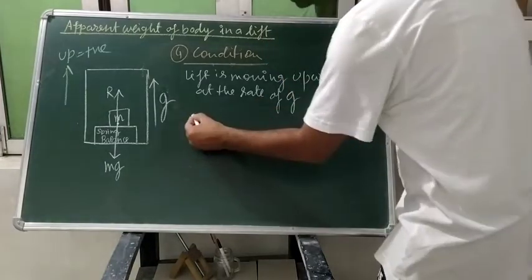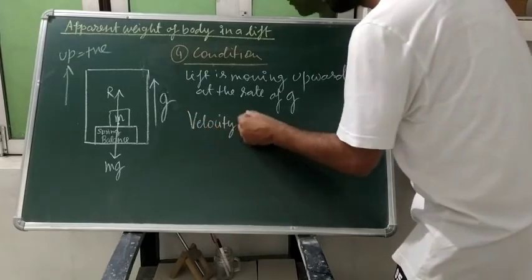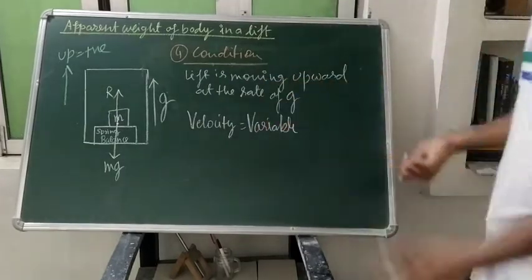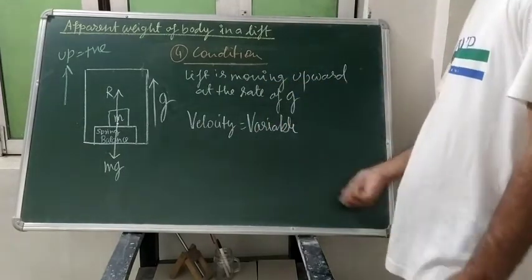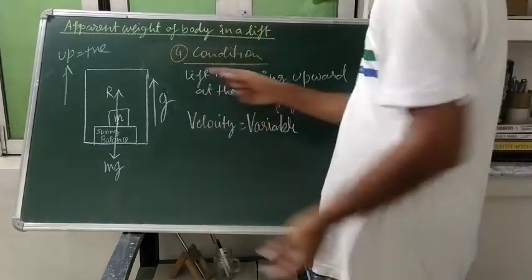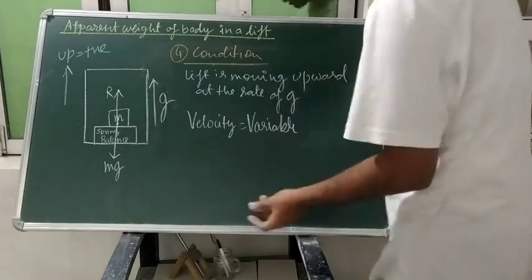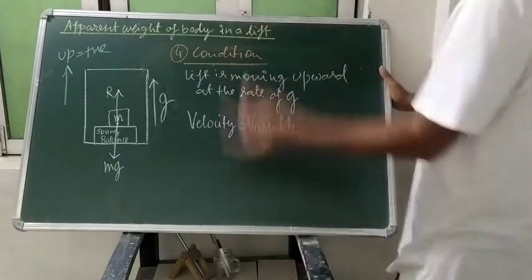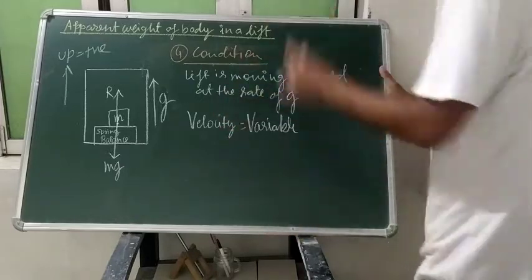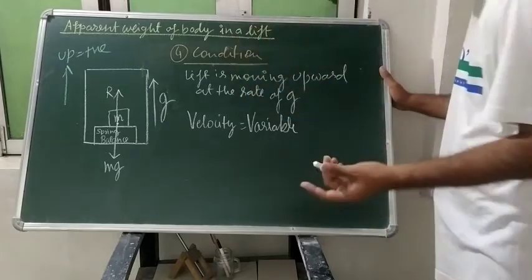So of course that velocity will be variable only, isn't it, student? Until and unless velocity is variable, it will not accelerate. So due to the height, g will change, so that it will accelerate. We will study the variation of g with height in gravitation. And at what rate is it accelerating? With the rate of g.